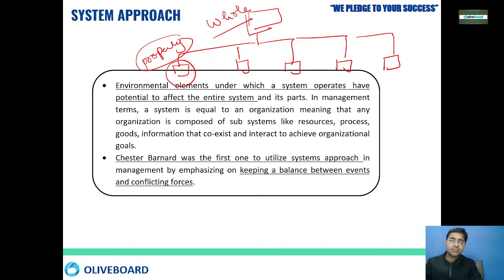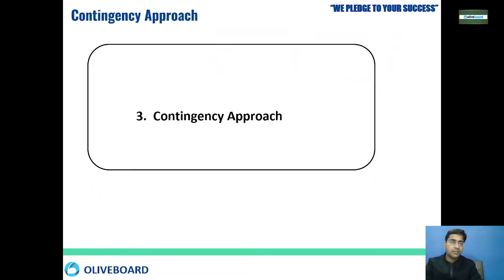So who defined these things first? Chester Barnard was the first one to utilize this system approach, and he said that you have to keep a balance between the events and the conflicting forces. Events are already going on, and you have to make sure that all the conflicting forces keep balancing.